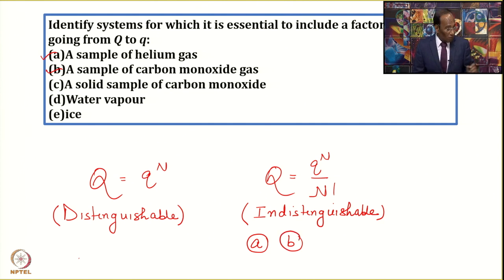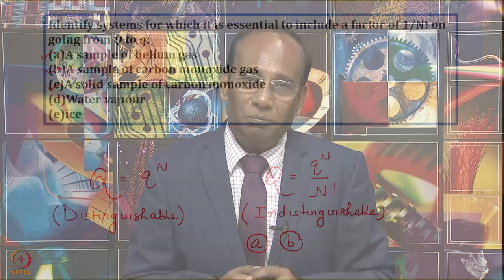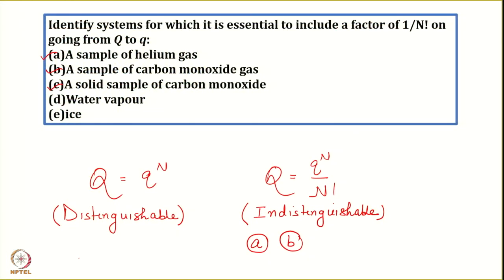Now comes the third one, C, a solid sample of carbon monoxide. That is, you lower the temperature, let carbon monoxide freeze. We have just discussed that in the solid state you can assign coordinates, because the molecules will be occupying some fixed positions. So you can name them, you can identify them by providing coordinates. Therefore, C, which is a solid sample of carbon monoxide, will fall in the case of distinguishable.